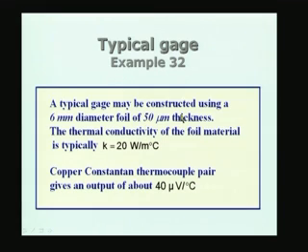It may be constructed using a 6 millimeter diameter foil of 50 micrometer thickness. The foil is very thin, 50 micrometers, and the diameter is 6 millimeter. Thermal conductivity of the foil material is typically equal to 20 watts per meter degrees Celsius. So, copper constantan foil. A copper constantan thermocouple pair gives an output of about 40 microvolts per degree Celsius.